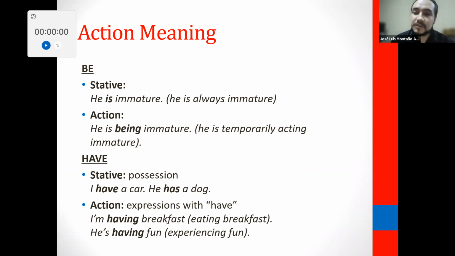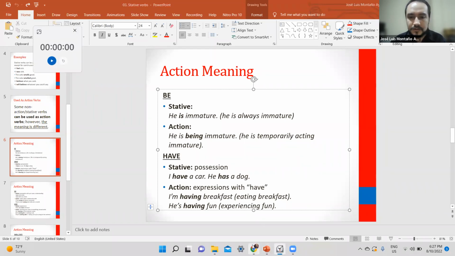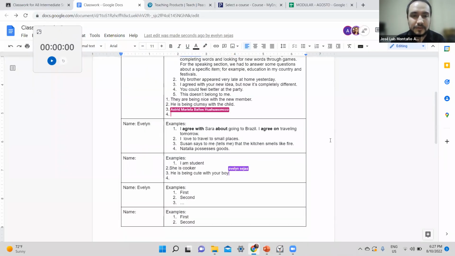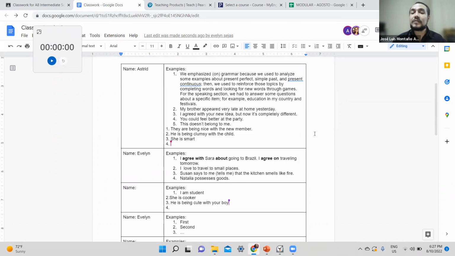All right, so it's time. I think something happened, but we don't have the sound. But let's check what we got. All right, let's check what we got, please, girls. We are going to take a look at your examples, what you were able to write. Let's start with you, please, Astrid. Let's read the examples that you wrote, please.